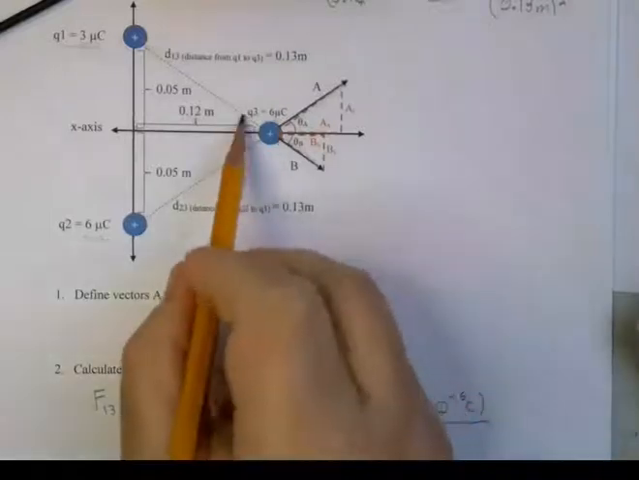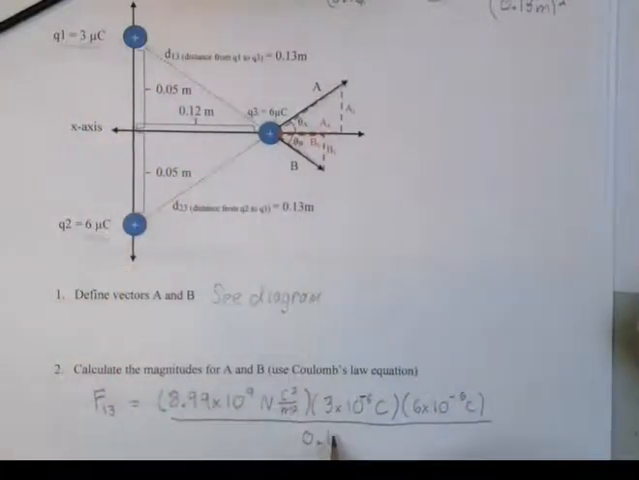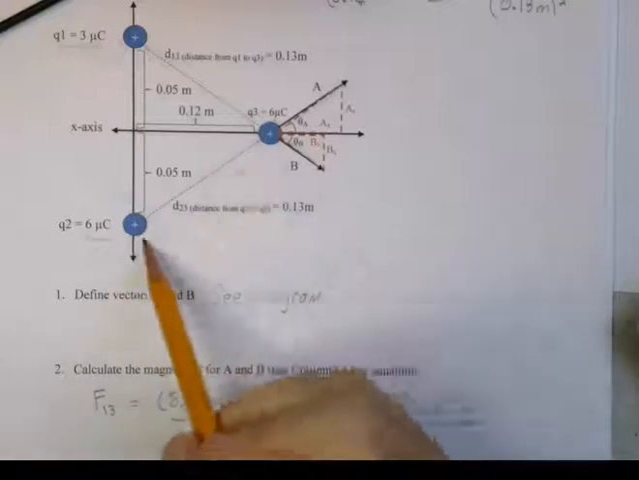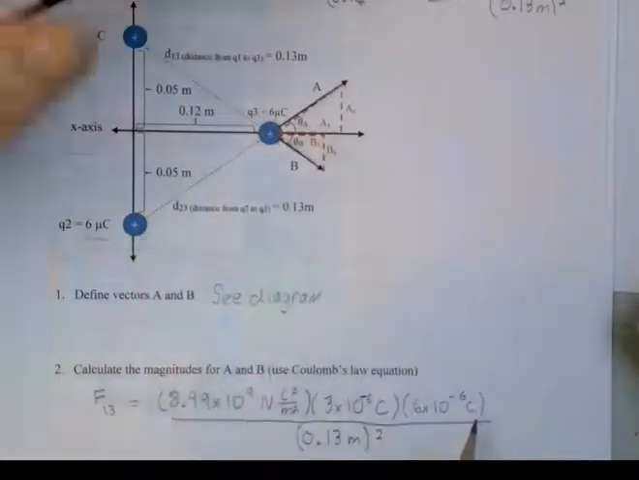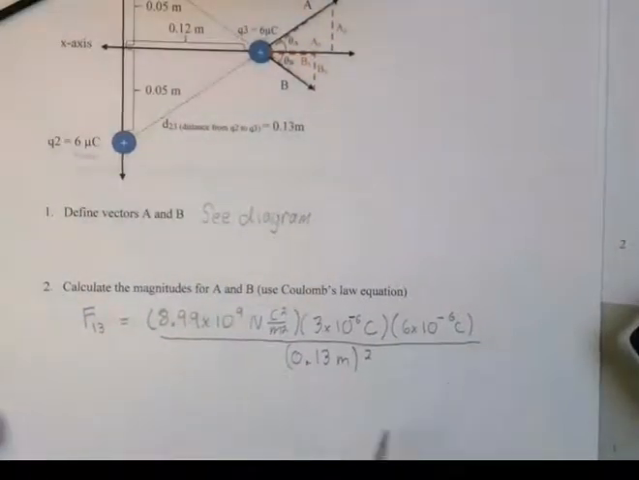Okay, and that's over the distance, this distance right here squared, so that's 0.13 meters squared. Okay, and I'm going to go ahead and write the force equation before I even solve this. I'm going to write the force equation between these two. So that's going to be force 2-3. Try to keep it on the screen as much as possible.